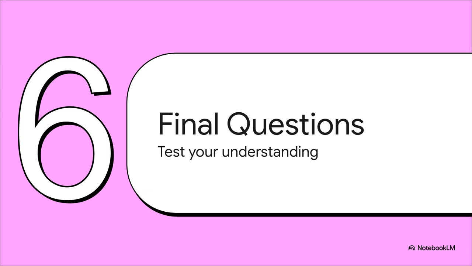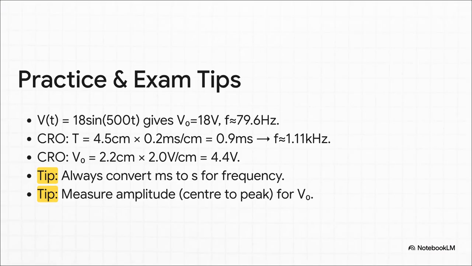Okay, time to wrap things up. Let's put your understanding to the test with a few final questions and some essential tips for when you're doing this on your own. Let's do a quick fire round. Ready? Number 1. If V equals 18 sine 500t, what's the peak voltage and frequency? Well, V0 is 18 volts, and the frequency is 500 over 2 pi, about 79.6 hertz.